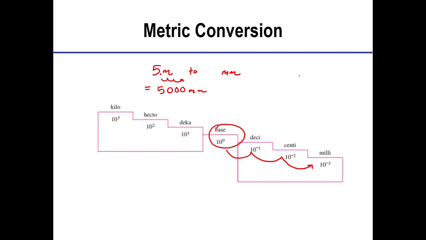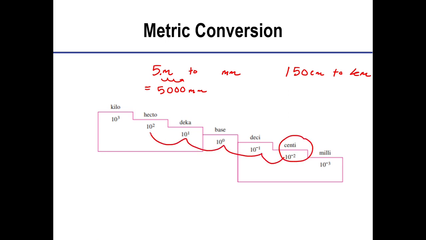Let's say I want to convert from 150 centimeters to kilometers. In order to do this, we're going to use the chart again. So I'm starting from centimeter here, and I'm going to move 1, 2, 3, 4, 5 places to the left here to get to kilometers. So I'm going to move the decimal place here, 5 places to the left. 1, 2, 3, 4, 5, and this is our new decimal point.